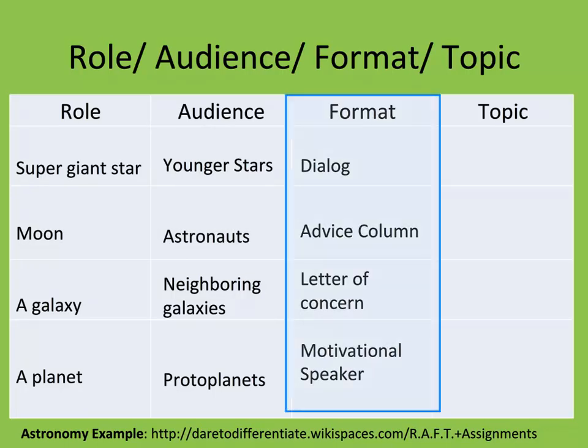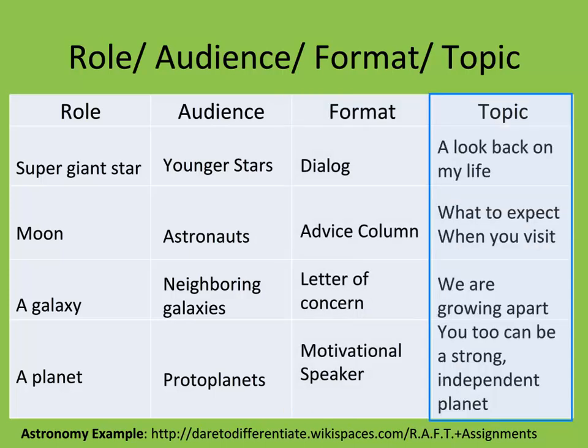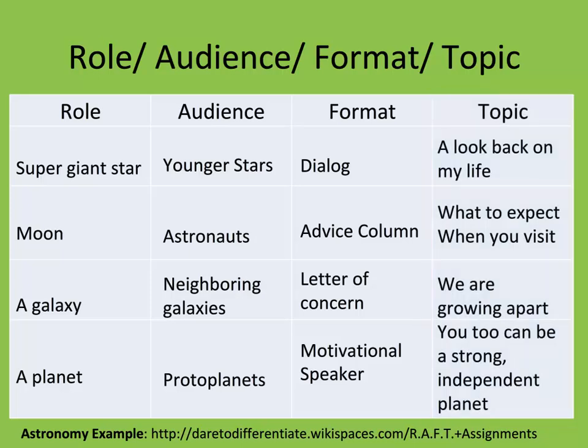The third column is format. This is what type of writing you will produce. This is the fun part. There are so many creative options here. You can see dialogue, advice column, letter of concern, motivational speaker. And the last column is topic, what you will write about. Students choose one of the options as a writing activity. With a RAFT activity, students need to apply their content knowledge, which is ideal. You can make a RAFT for any activity, so you can make a RAFT for electricity later on.